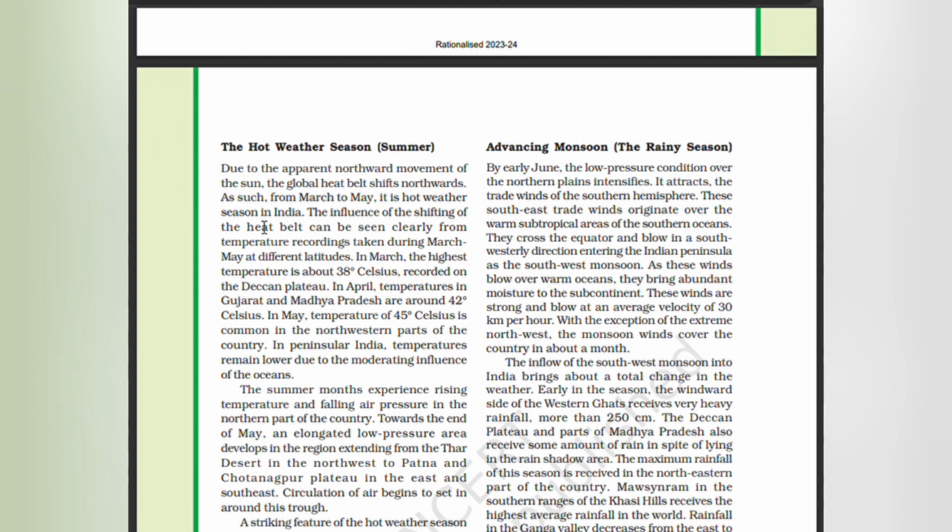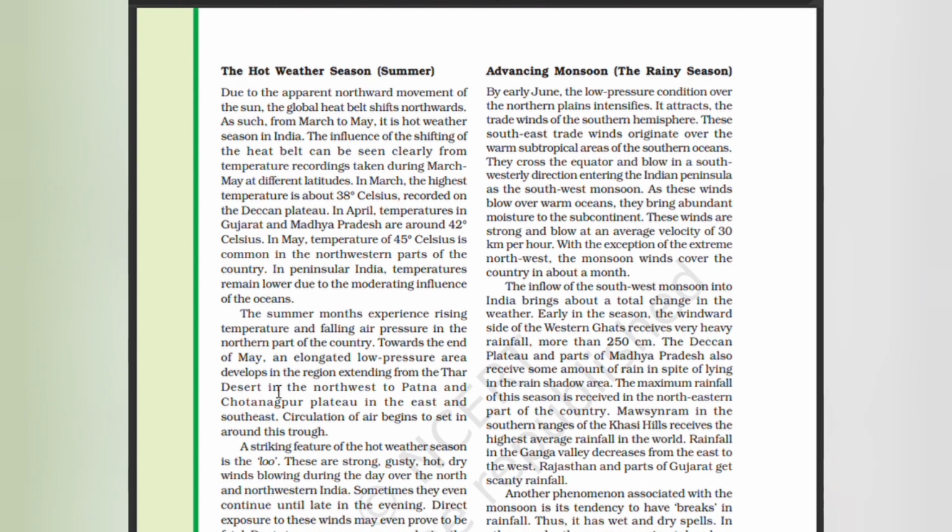The influence of the shifting of the heat belt can be seen clearly from the temperature recordings taken during March to May at different altitudes. In March, the highest temperature is about 38 degrees Celsius, recorded on the Deccan Plateau. In April, temperatures in Gujarat and Madhya Pradesh are around 42 degrees Celsius. In May, a temperature of 45 degrees Celsius is common in the northwestern parts of the country. In peninsular India, the temperatures remain lower due to the moderating influence of the oceans.